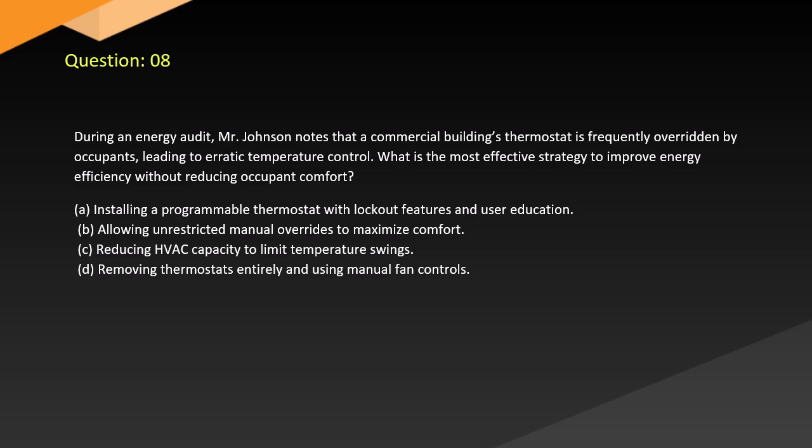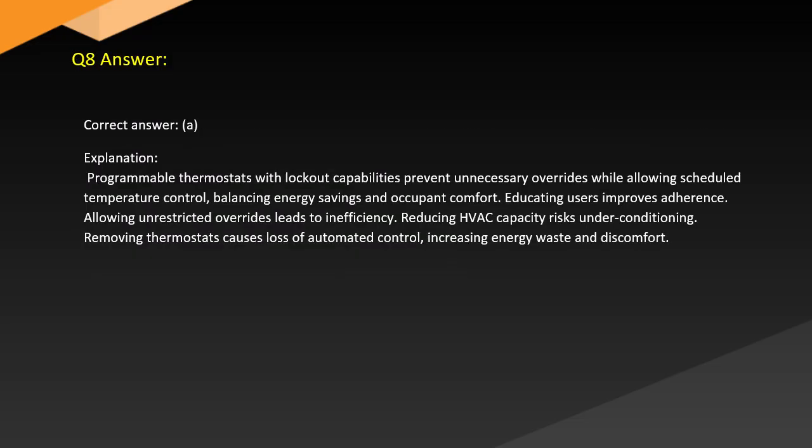C. Reducing HVAC capacity to limit temperature swings. D. Removing thermostats entirely and using manual fan controls. Answer. Correct answer. A. Explanation. Programmable thermostats with lockout capabilities prevent unnecessary overrides while allowing scheduled temperature control, balancing energy savings and occupant comfort.